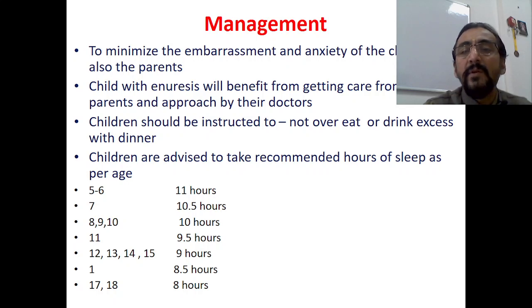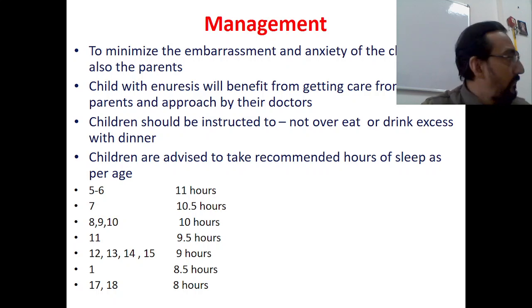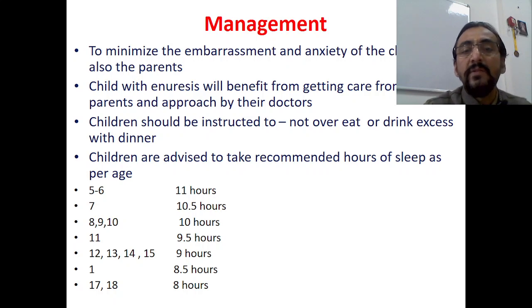A child with enuresis will benefit from getting care from the parents and from being approached by the doctors. Doctors suggest some points, and parents also guide, because parents will be with the child throughout the day and night, so they should be properly educated. Children should be instructed to never overeat or drink excess with dinner. That means excess fluid intake, especially after evening hours, should be reduced, and also advise not to overeat.